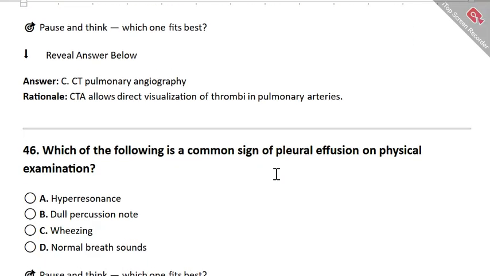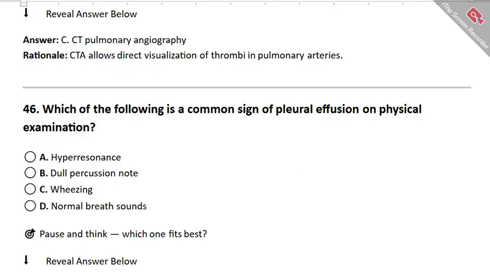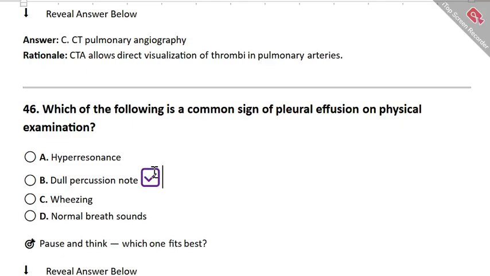Question number 46. Which of the following is a common sign of pleural effusion on physical examination? The correct option is option B, dull percussion note.